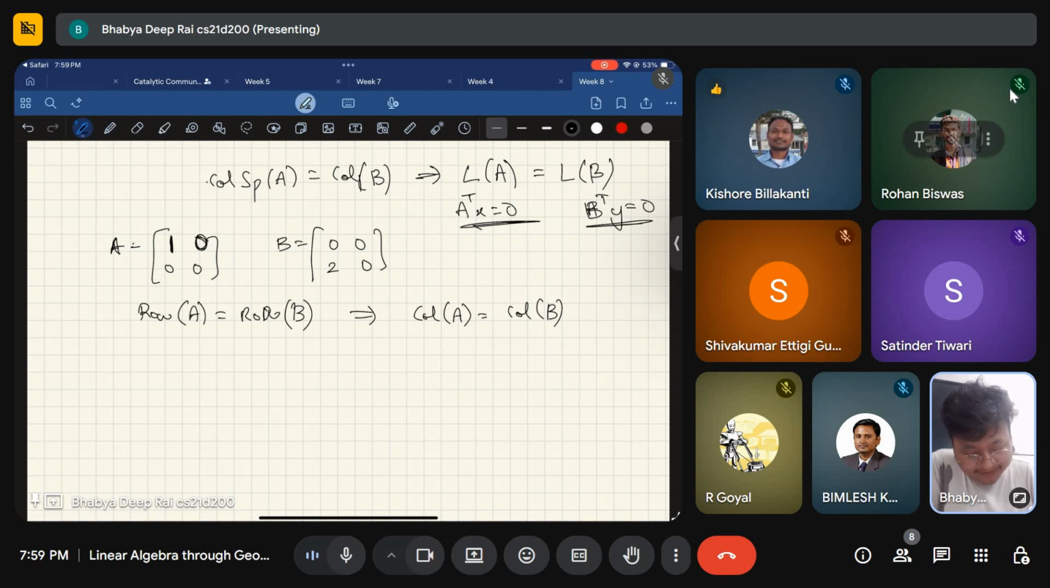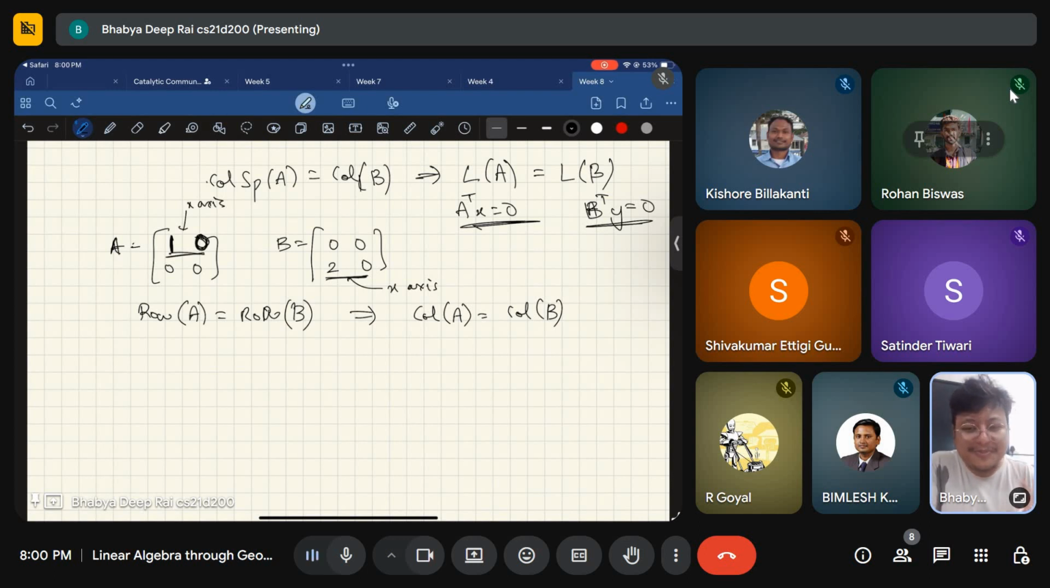If you look at row space of A, what is it? Everything that is spanned by the vector 1, 0. What is the vector 1, 0? It's just the x-axis. So row space of A is just the x-axis. And what about 0, 0, 2, 0? Well, this is also the x-axis, because I can multiply 2, 0 by a scalar half, and then work with 1, 0 again. So I hope you can see that the row space is the same.